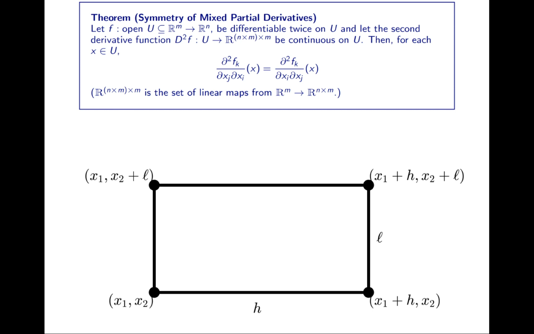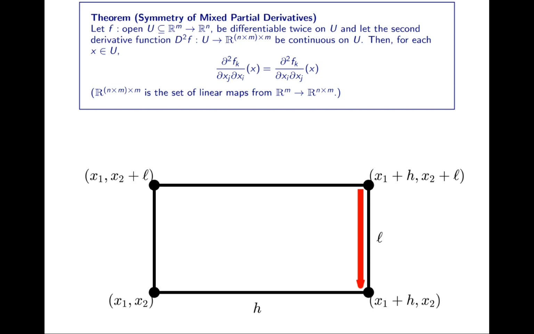Suppose I have some point x1, x2 in two-dimensional space. Here we're in the ith coordinate and the jth coordinate, so we might as well make that the 1st and 2nd coordinate. So we evaluate at that point. We take some perturbation in the x1 direction, some perturbation in the x2 direction to get a rectangle.